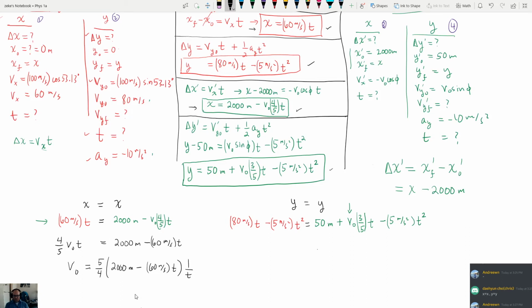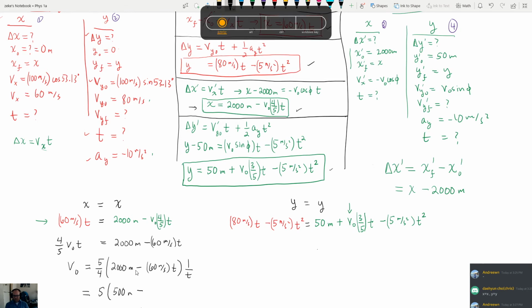Now, the t, I think, is just going to cancel out with this thing over here, but I will divide the 4 through here. I'm not going to multiply the 5 through, for a reason that will probably become pretty obvious in a second. 2,000 divided by 4 is 500. And 60 over 4 is 15.